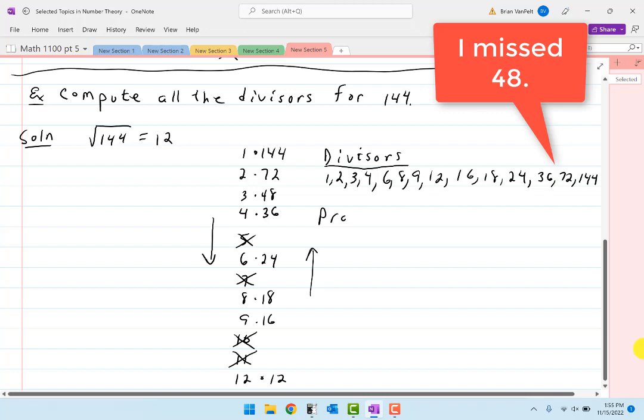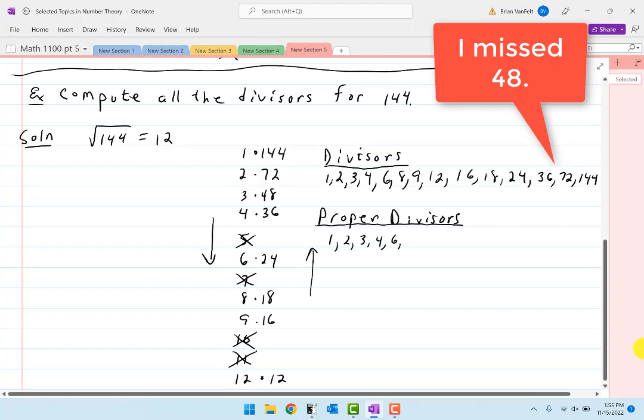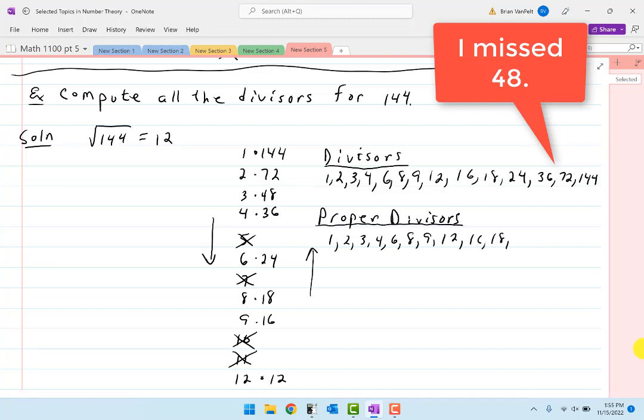If I just want the proper divisors, it's the same list, except we're going to drop 144. So 1, 2, 3, 4, 6, 8, 9, 12, 16, 18, 24, 36, and then 72.